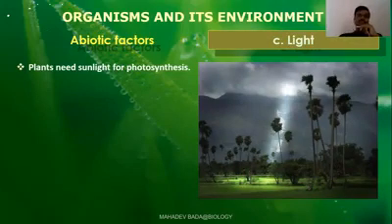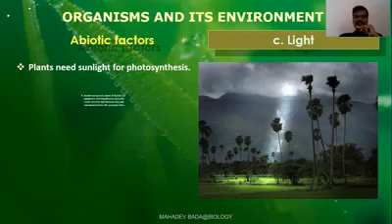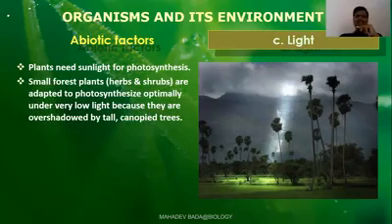The third factor that influences life on the earth is light. Plants need light for photosynthesis, which is very necessary for the plant to prepare food. Therefore, light is again one of the essential factors needed for living organisms. Small forest plants called herbs and shrubs are adapted to photosynthesize optimally under very low light, as they are overshadowed by tall trees.